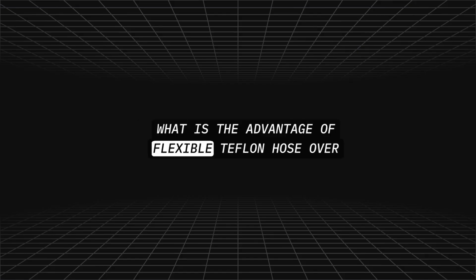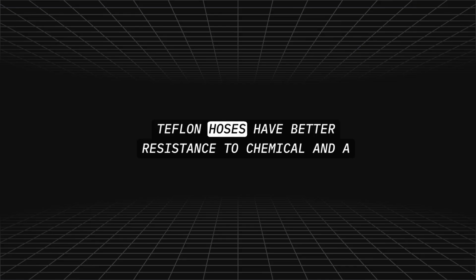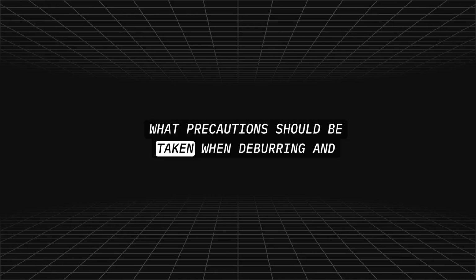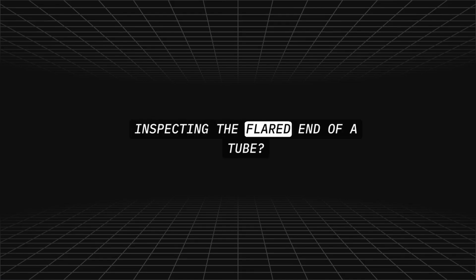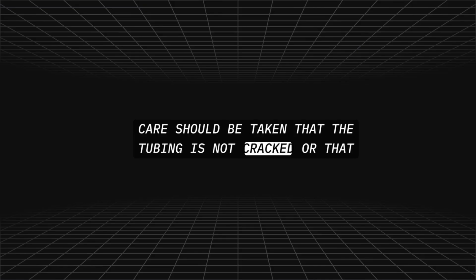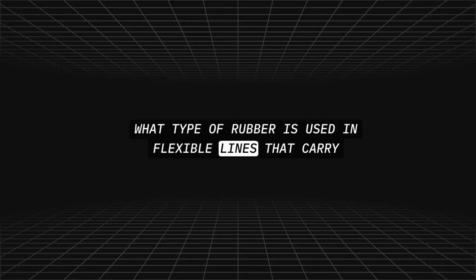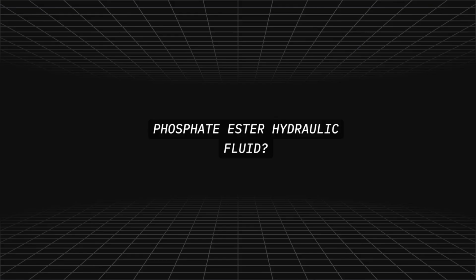What is the advantage of flexible Teflon hose over rubber hose? Teflon hoses have better resistance to chemical and a higher strength property at higher temperatures. What precautions should be taken when deburring and inspecting the flared end of a tube? Care should be taken that the tubing is not cracked or that the wall thickness is not reduced by the deburring process. What type of rubber is used in flexible lines that carry phosphate ester hydraulic fluid?